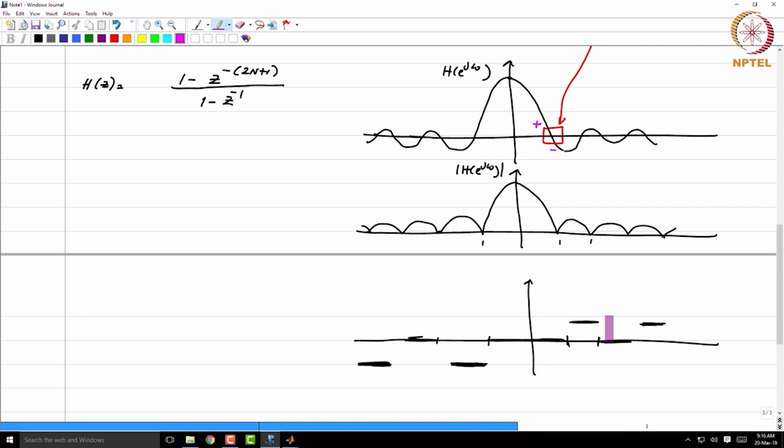Yes, in this particular case you can make it even symmetric, but because the sequence is real valued, in general the phase response is odd, we make it an odd symmetric sequence. So, what you are saying works only for this particular case, not in general. All right.